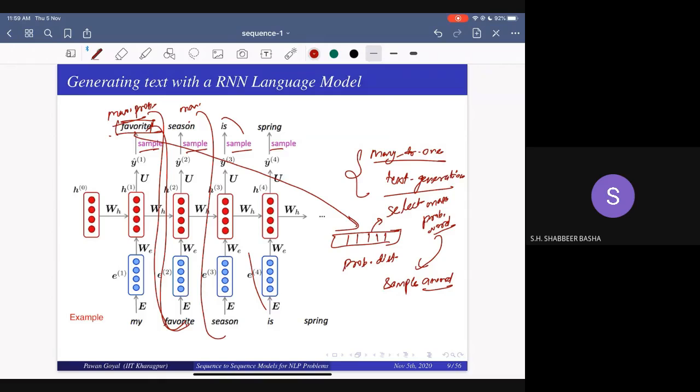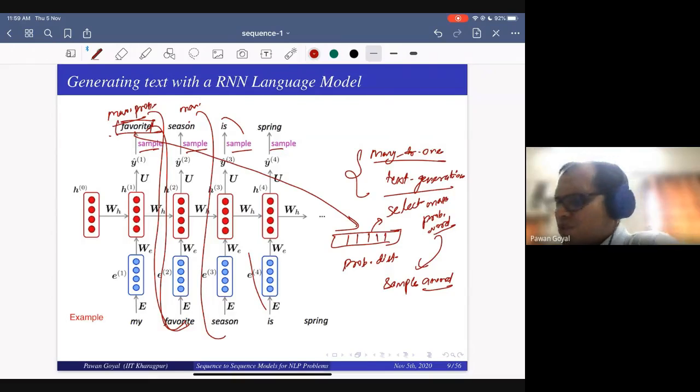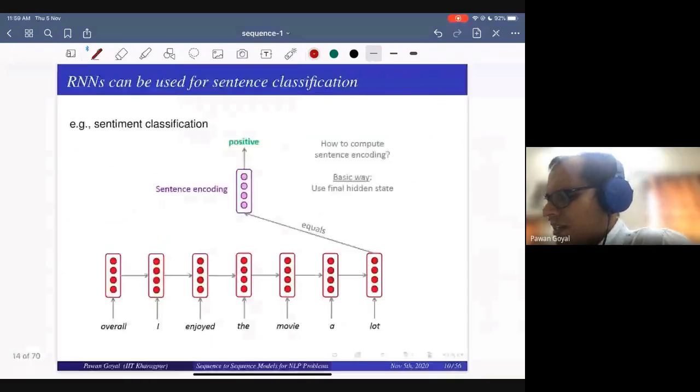Fine, sir. Now, RNNs can be used for other things also. I think this is all clear now. Sentence classification is simply many to one.